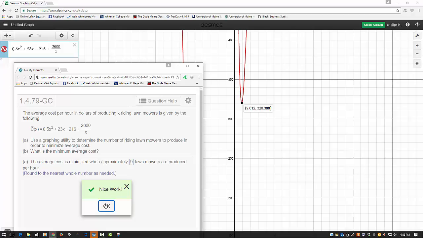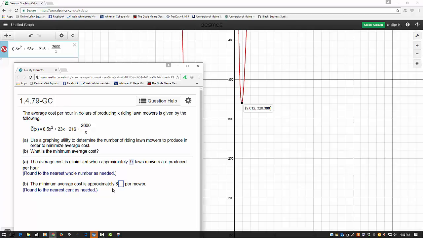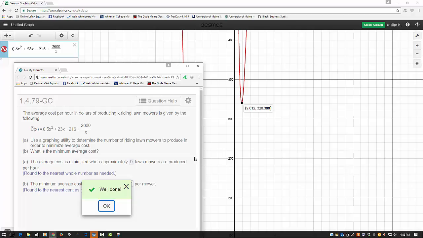All right, and so then it says the minimum average cost is approximately $1 per mower. So in other words, it needs this number. Now I'm going to try, I don't know if this will be good enough, we'll see. Yeah, it was good enough.